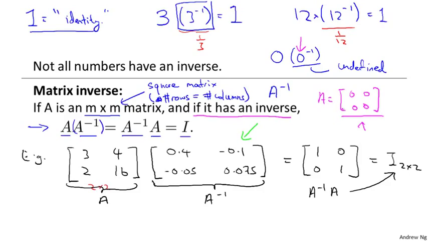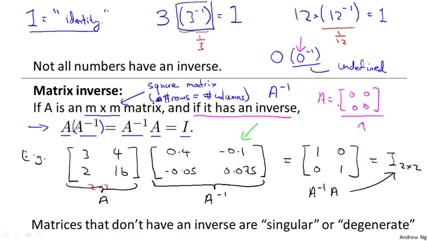And just to wrap up the terminology, matrices that don't have an inverse are sometimes called singular matrices or degenerate matrices. And so this matrix over here is an example. The 0, 0, 0 matrix is an example of a matrix that's singular or degenerate.